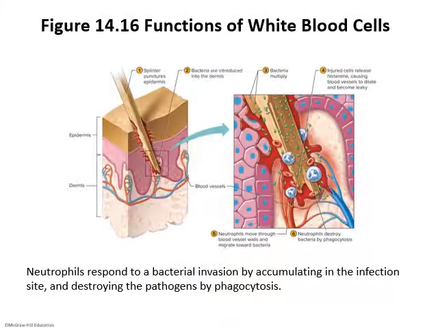Here we just have an image that kind of shows this process. So, the person got a splinter. There are germs or bacteria on the splinter. The bacteria start to multiply in the tissue. Neutrophils very quickly come to the area and start to phagocytize the bacteria to help and try and limit the infection.